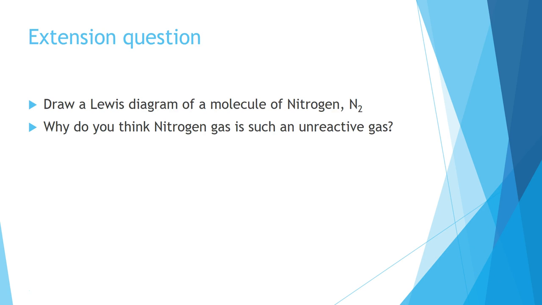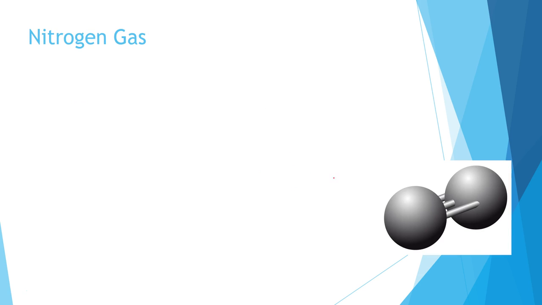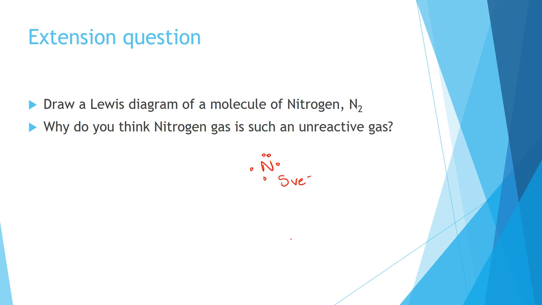So we have already actually done this, but if we draw a Lewis diagram of a molecule of nitrogen, nitrogen has 5 valence electrons, so that means it can form up to 3 bonds. So now if I draw my Lewis structure, I'm going to put those in the middle, and then the lone pairs on the other side. Again, 2, 4, 6, 8. Each one is actually quite stable.